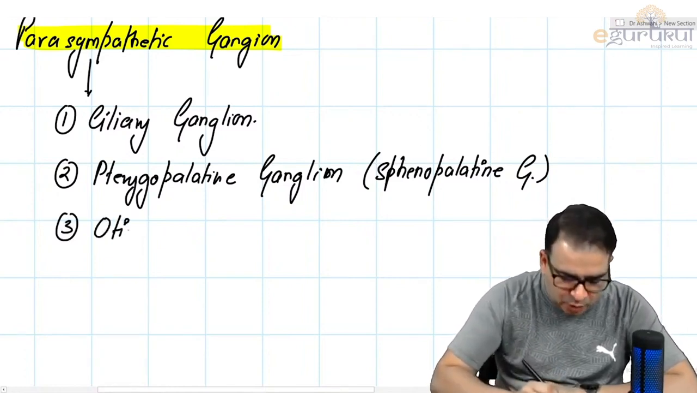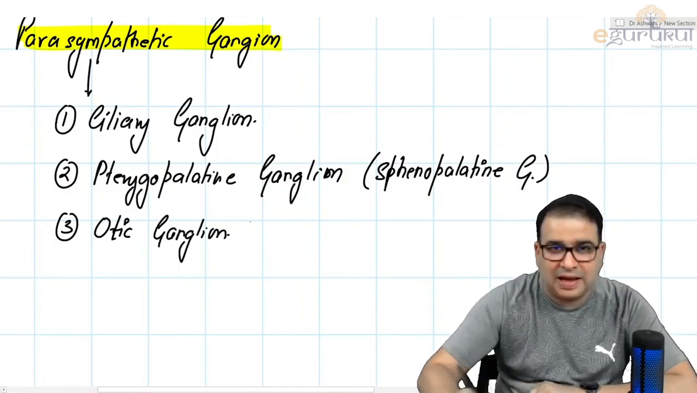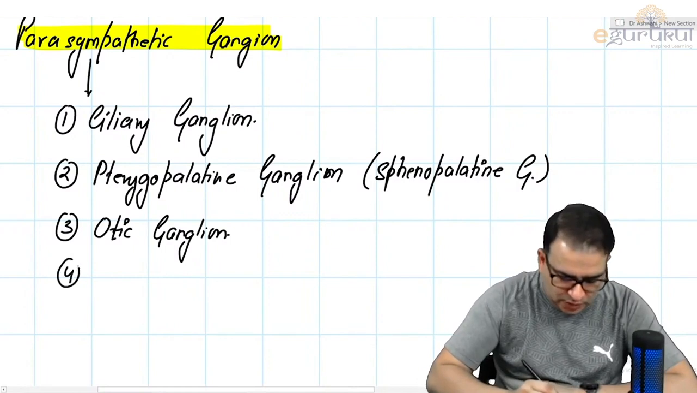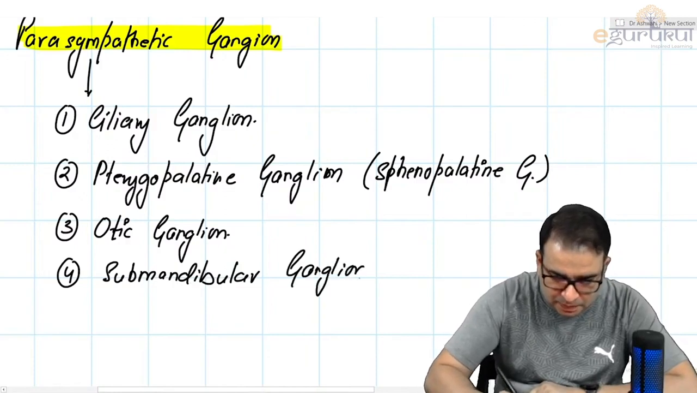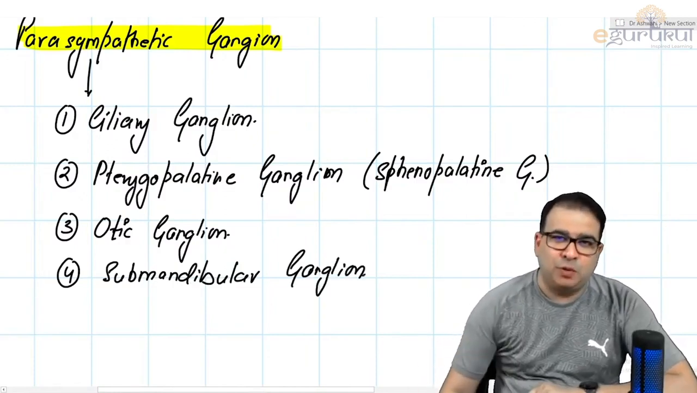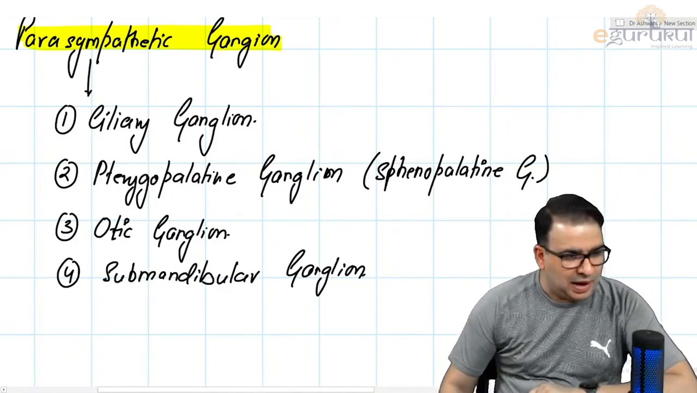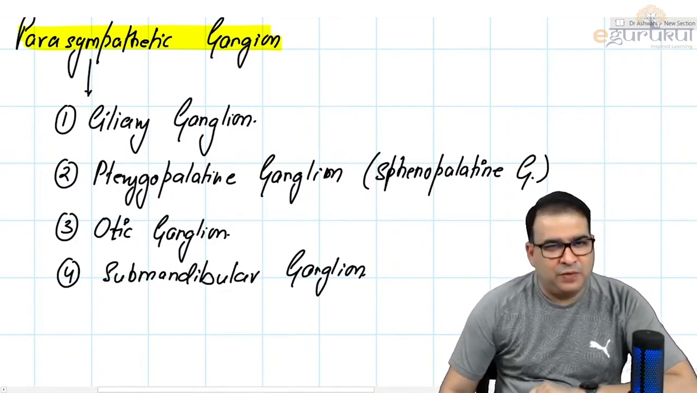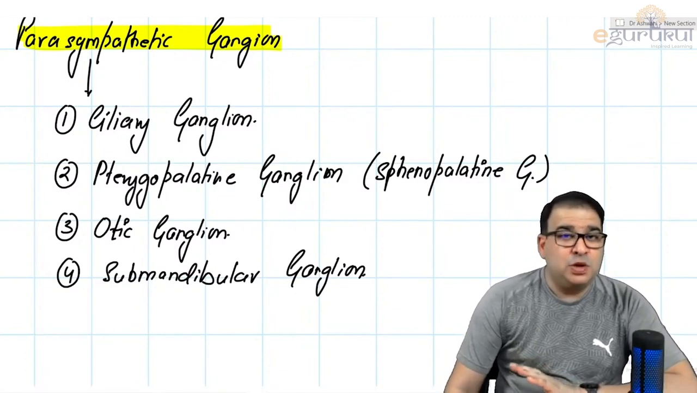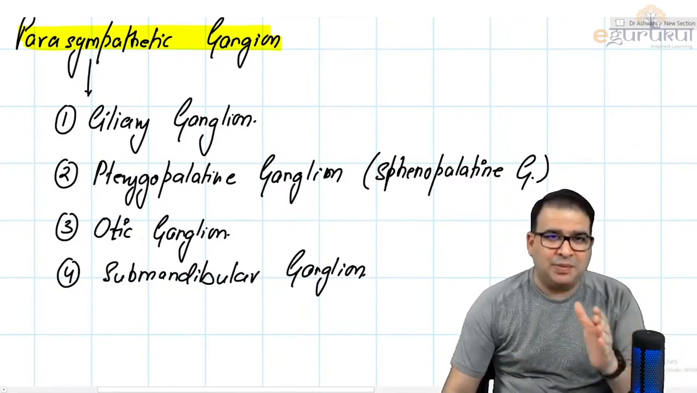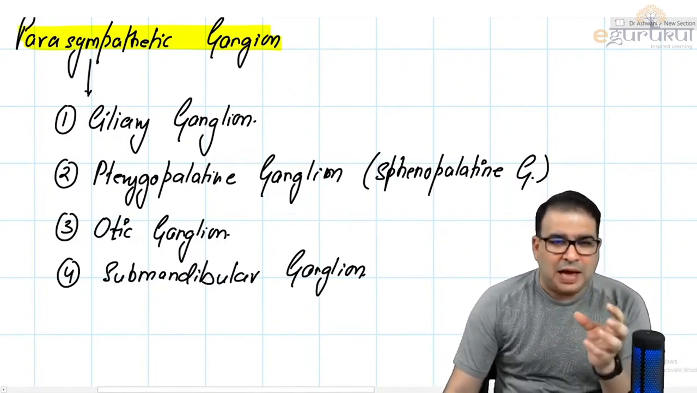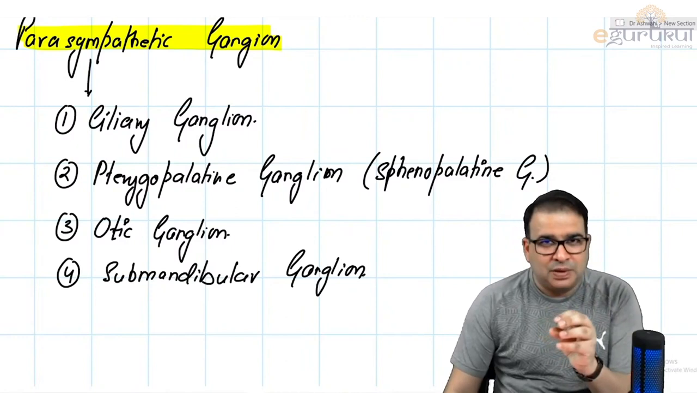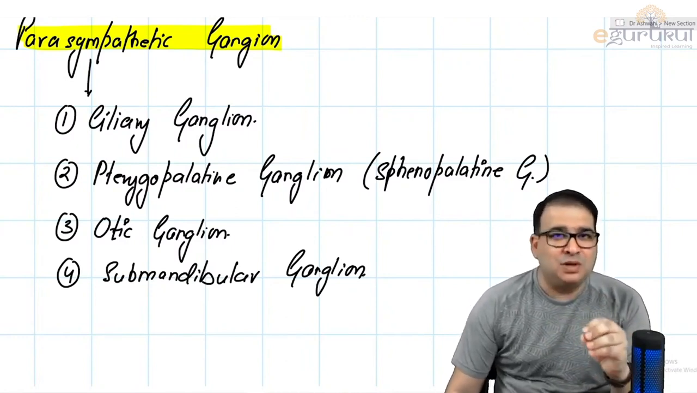Third, and probably the most important ganglion to be remembered, is the otic ganglion. And number 4 is the submandibular ganglion. So these are the 4 parasympathetic ganglia we have, and I want all of you to be very well aware of all of them, because when you start reading a ganglion individually from the book, I can guarantee you will not understand more than 30% of things.